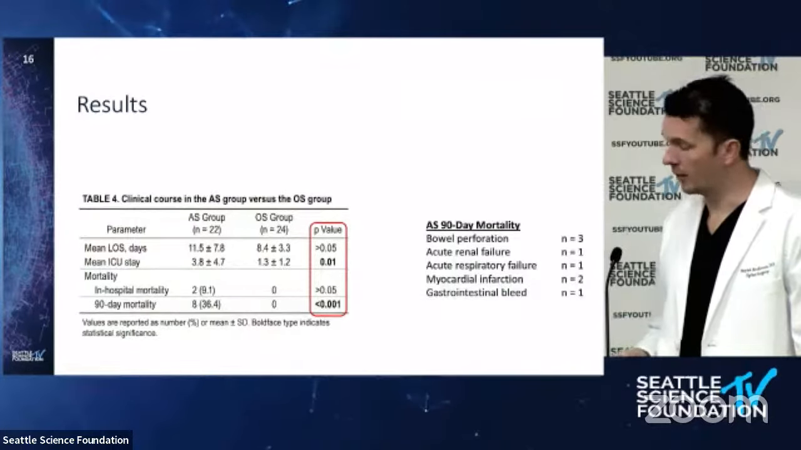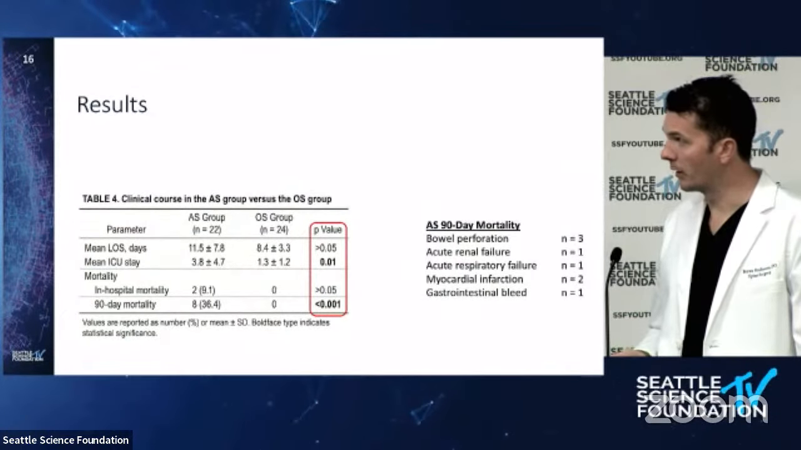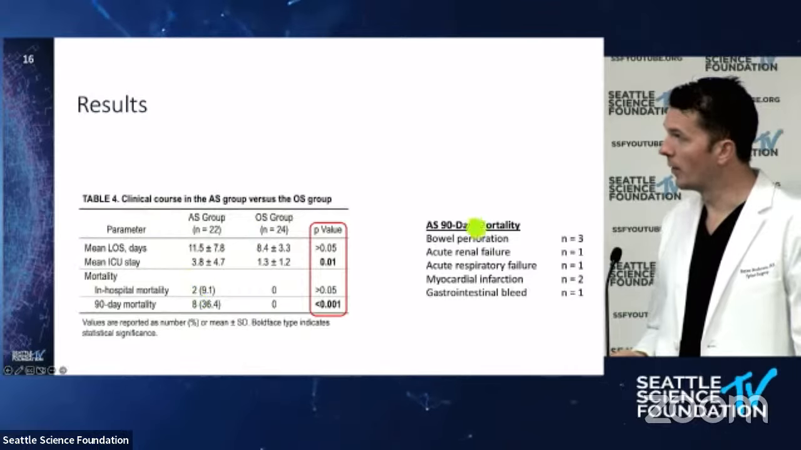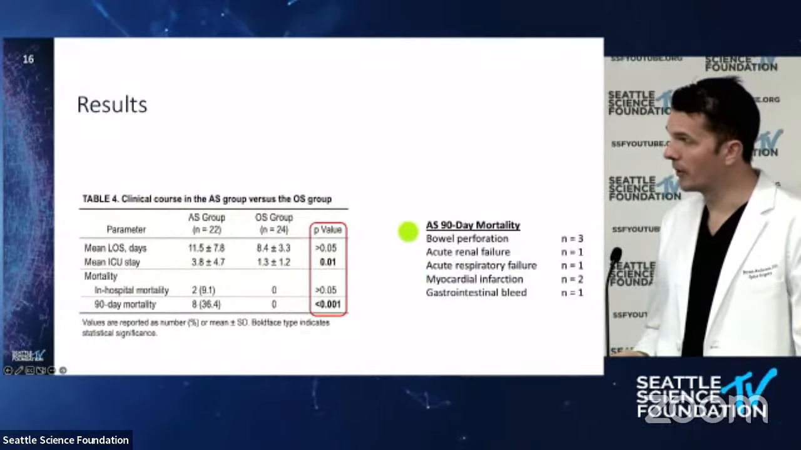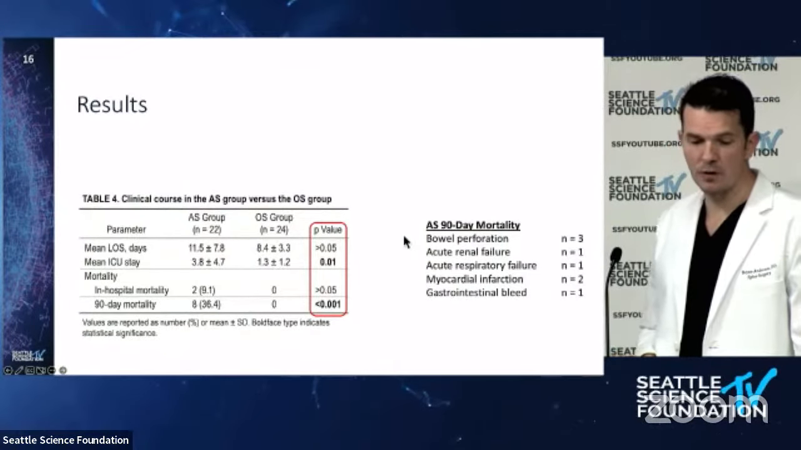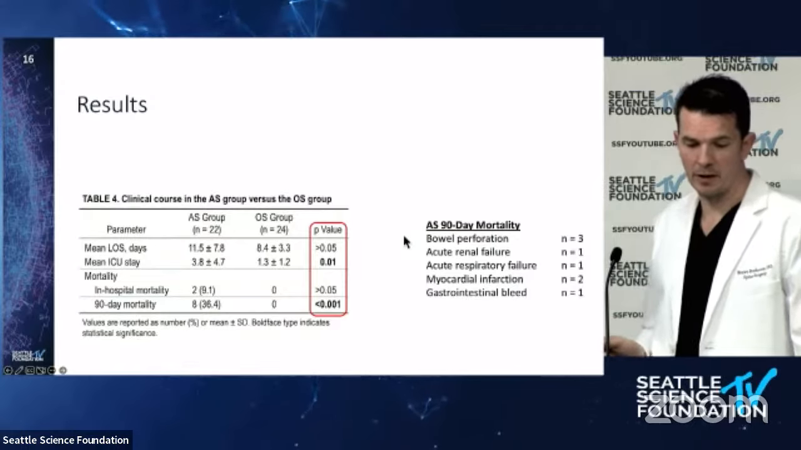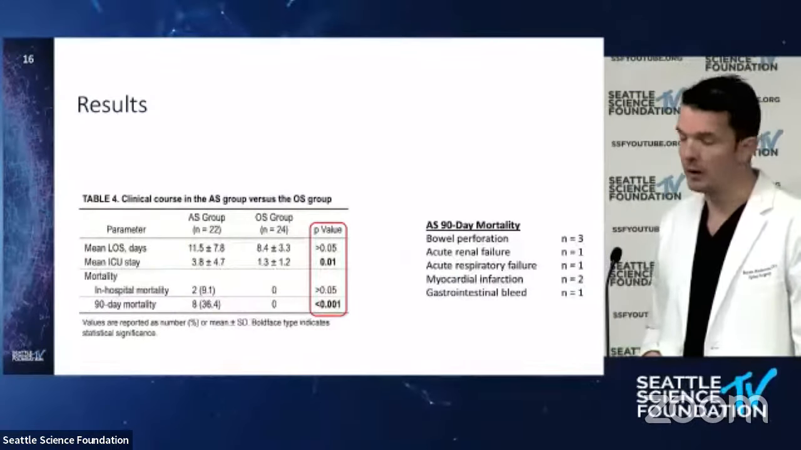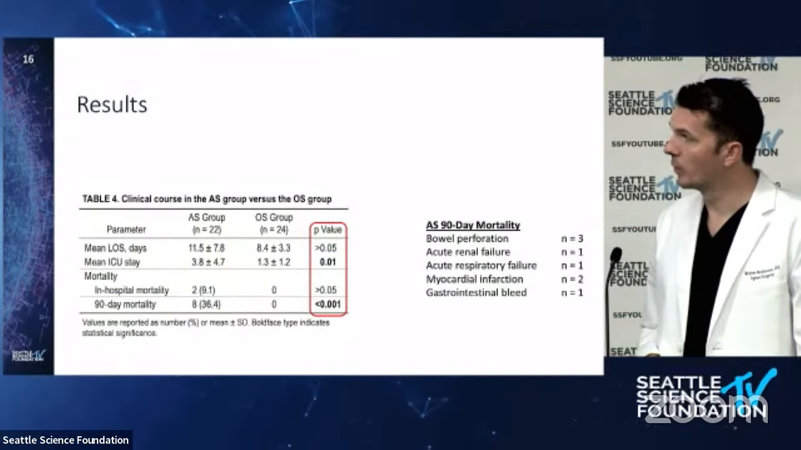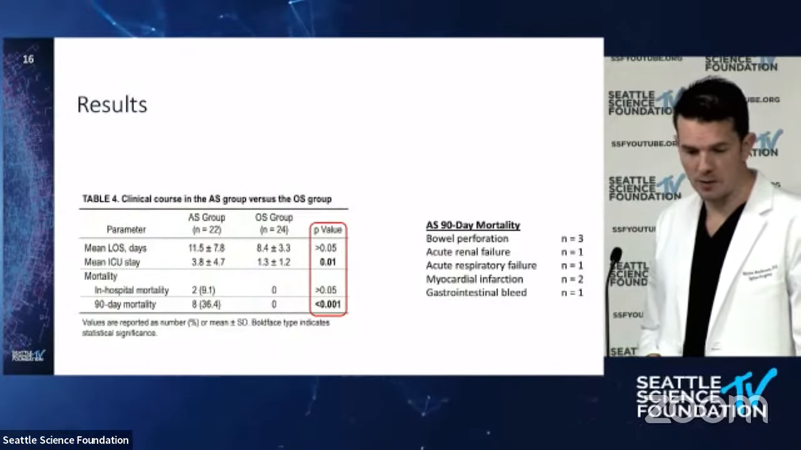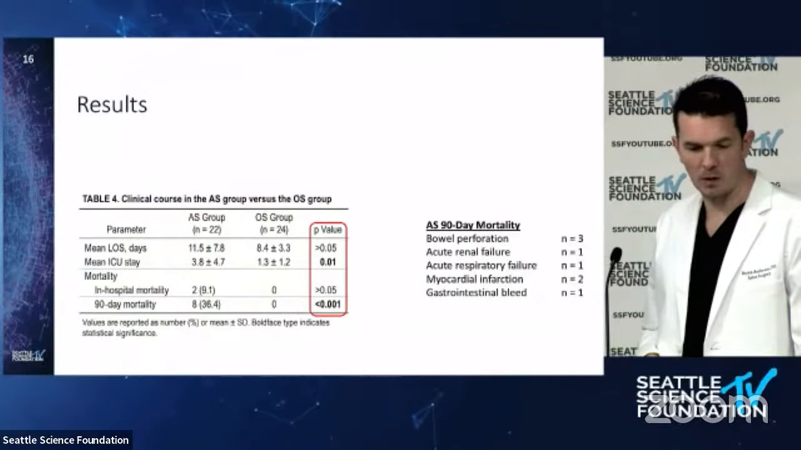When you look to the table on the right, you can see the 90-day mortality and the reasons for why the patients passed. 2 of the patients had a bowel perforation that led to mortality within just a few days of surgery. 1 of the patients was several months out, and then all these other reasons, ARF, acute respiratory failure, MI, and gastrointestinal bleed happened within 90 days as well.